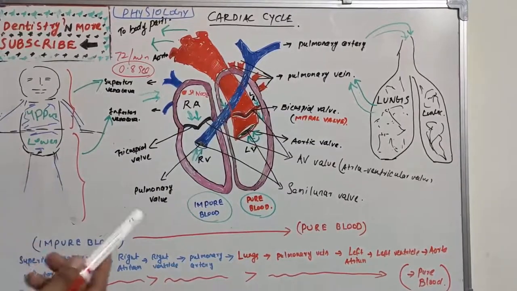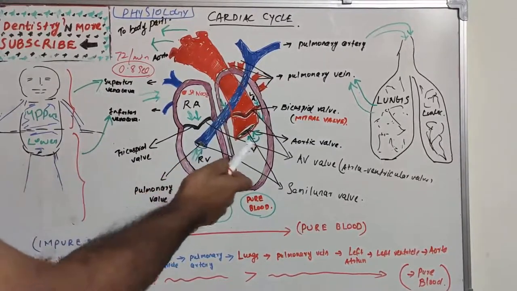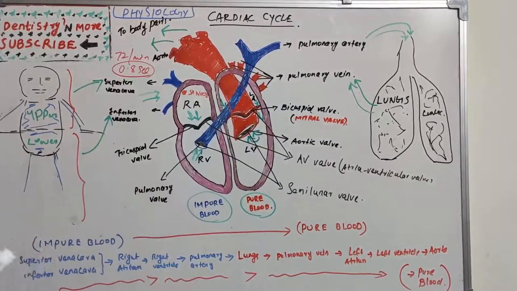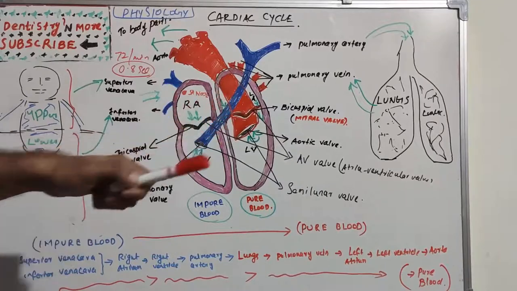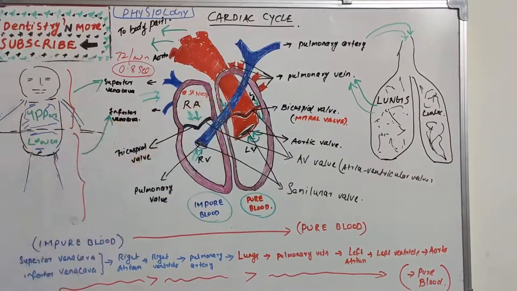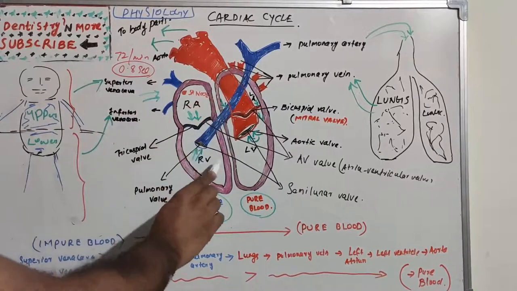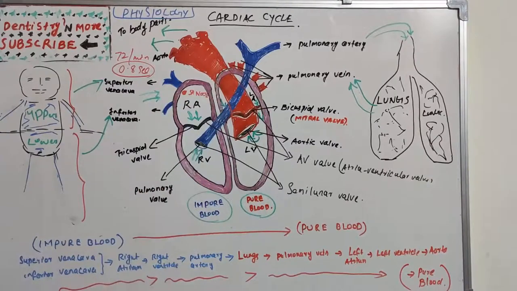Usually it never gets mixed up, the ventricle or atrium. Sometimes in birth defects we hear about the atrial septal defect and the ventricular septal defect, where the impure blood is mixed with pure blood. That is a different condition that will be studied later. Okay, now we are focusing only on the parts and the structure of the heart.